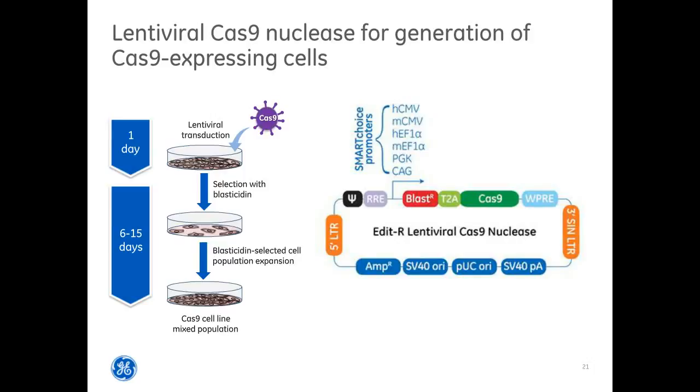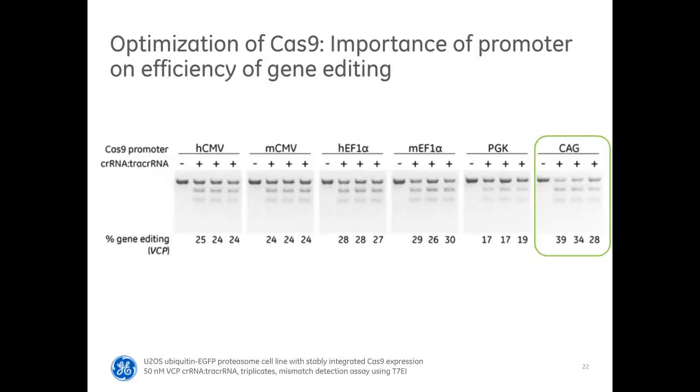And that's where the Edit-R lentiviral SMARTchoice promoter selection comes in. So with the Edit-R lentiviral Cas9, you're able to select one of 6 different promoters to drive the Cas9 expression. Now here are some results showing a promoter optimization study. In all cases, these cells are expressing Cas9 under the control of each of the indicated 6 different promoters, and then the cells were selected with blasticidin for at least 10 days before doing the transfection of the CRISPR tracer RNA.